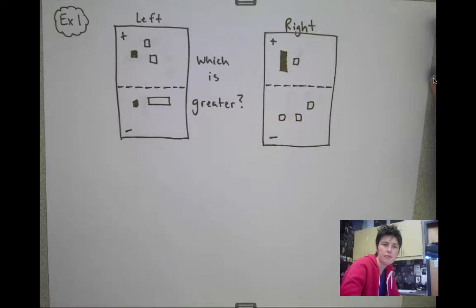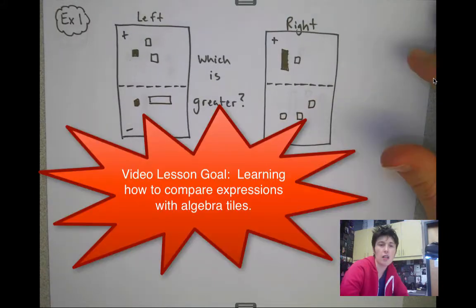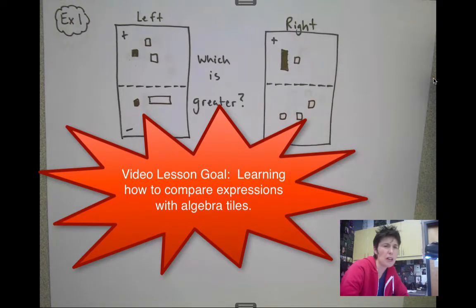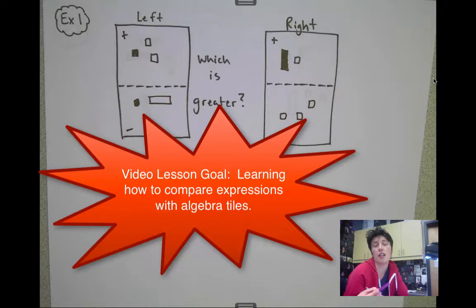Hey guys, we're going to do another video. This time we're working on something in class called expression mats. If you're not in our class, this might look a little funky to you, but basically what we've been doing is using algebra tiles, which are these little plastic tiles that come in different colors, shapes, and sizes, to represent things like x and y in units.